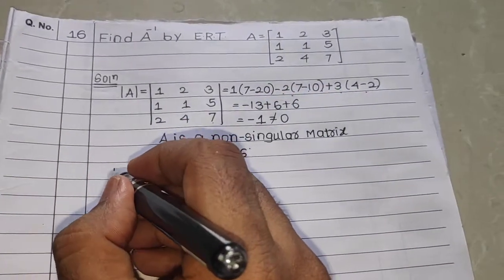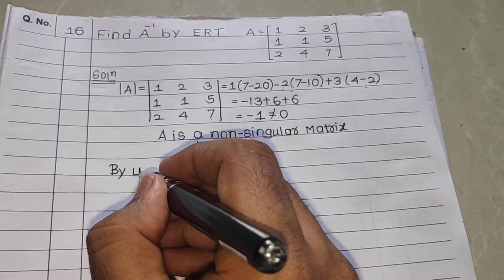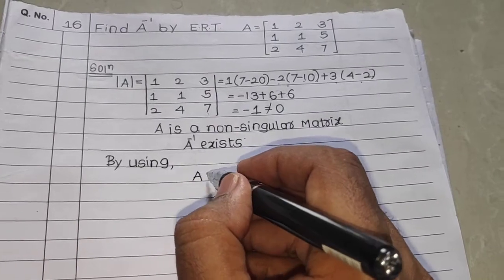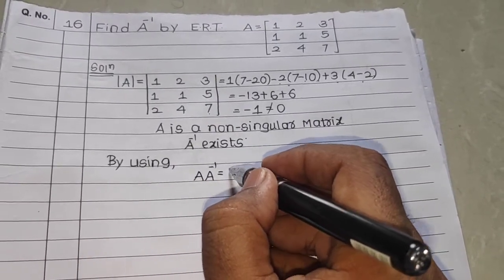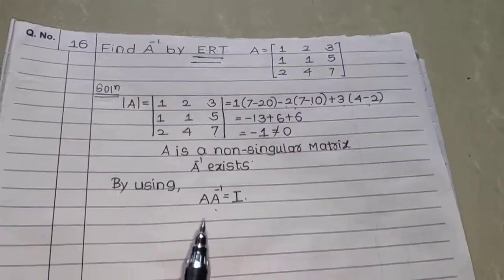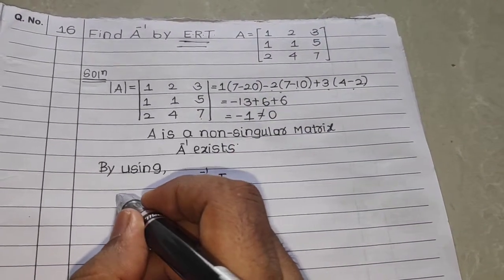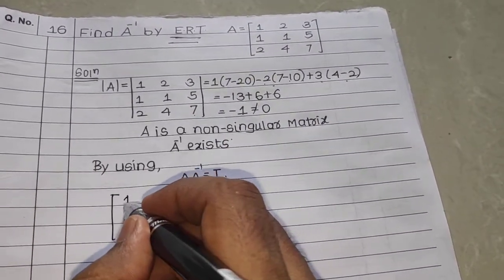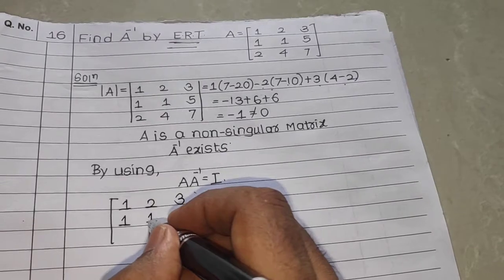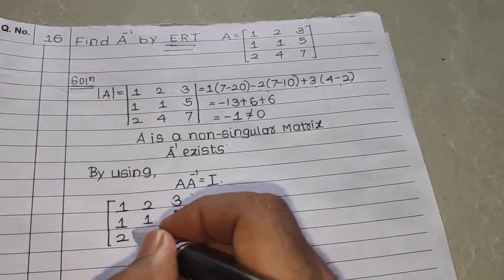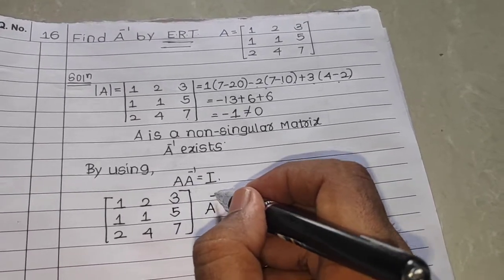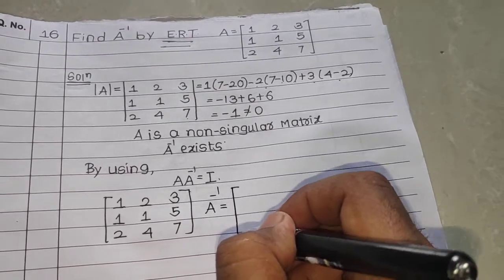Now, by using A into A inverse equal to identity matrix, as it has been mentioned that elementary row transformation, definitely this part A into A inverse equal to I is to be used. So A is there with us: 1 2 3, 1 1 5, 2 4 7, into A inverse equal to identity matrix.